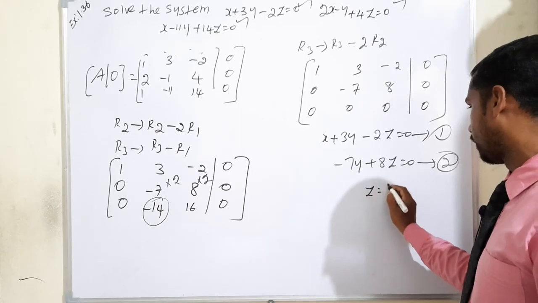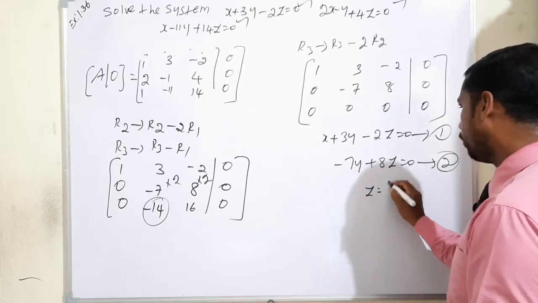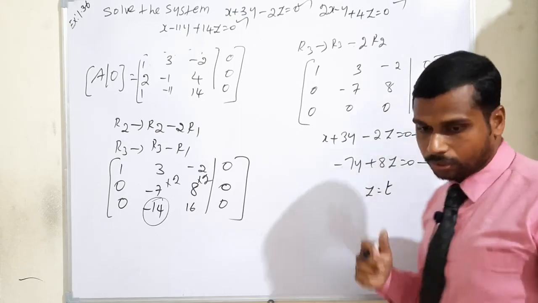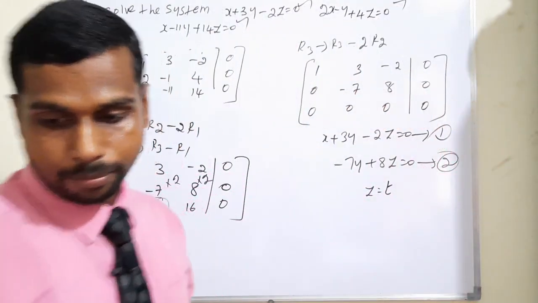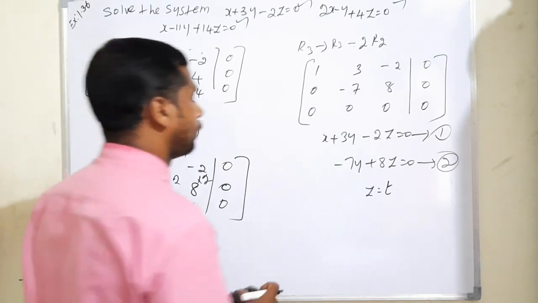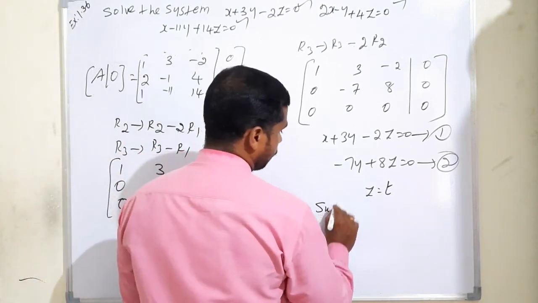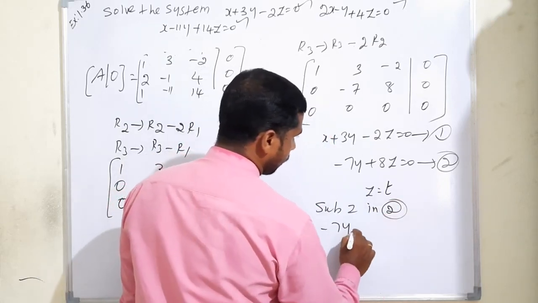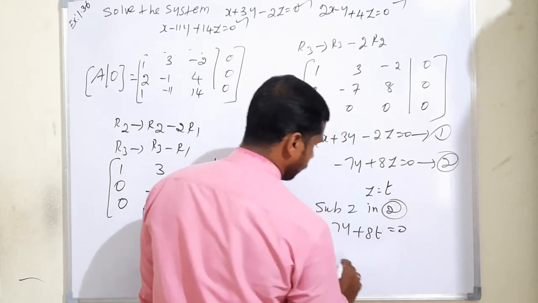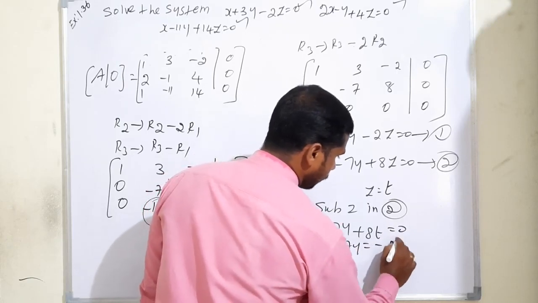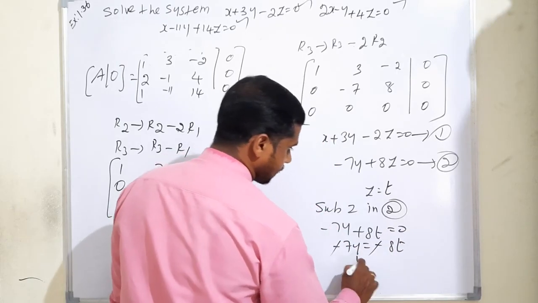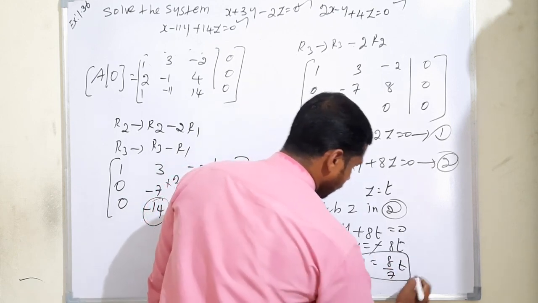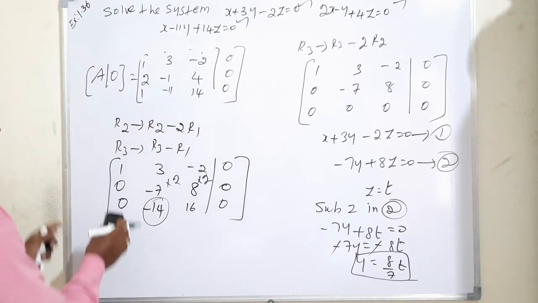0 equal to 0 means consider z is equal to any one value. Z is equal to t. Z is equal to t means definitely we have to apply the back substitution method. So substitute z in equation number 2. What will happen? Minus 7y plus 8t is equal to 0. Again minus 7y is equal to minus 8t. So minus minus cancel. Therefore y is equal to 8 by 7 into t. That is called the y value. Y is equal to 8 by 7t.